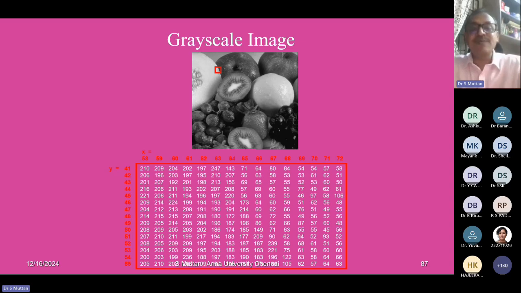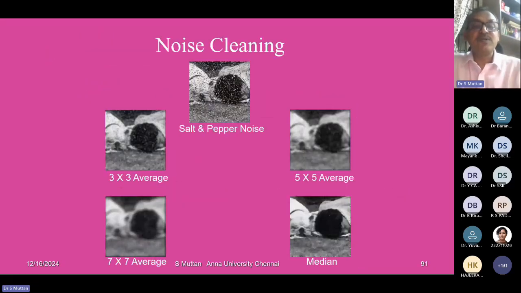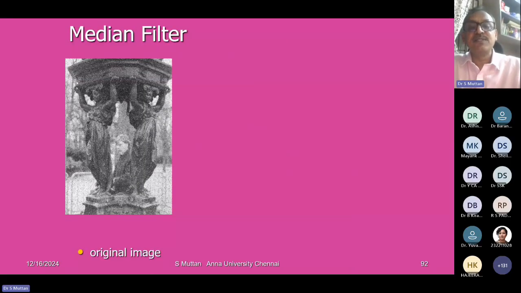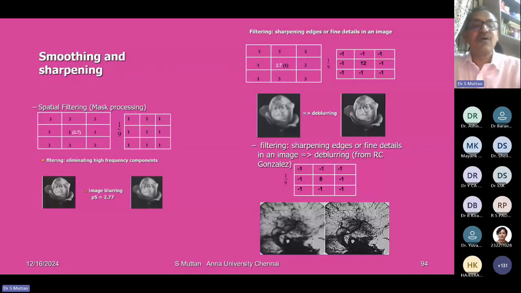And that same concept is shown here in another image, and I'm coming to that. They're general images. This is a medical image. Okay, pre-processing. These are all noise, salt and pepper noise. Median filter is good. And you can use smoothing, sharpening, a lot of algorithms.